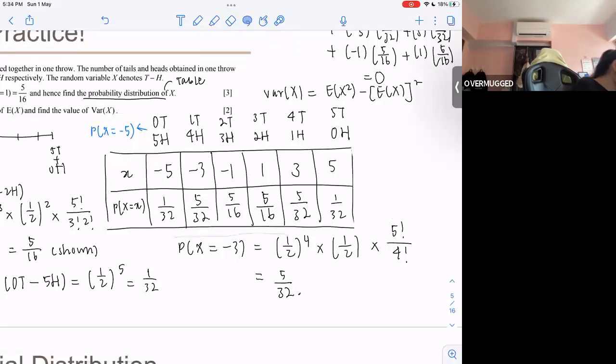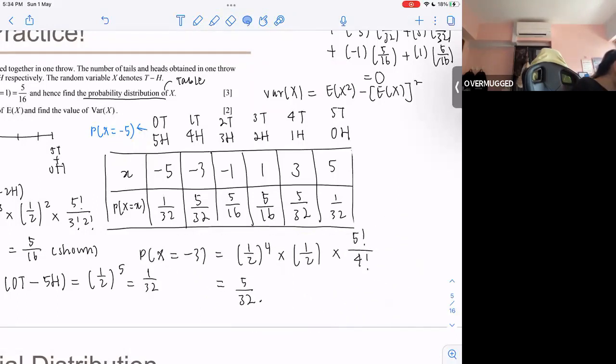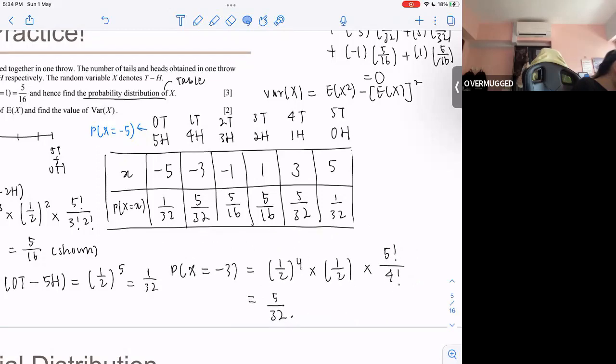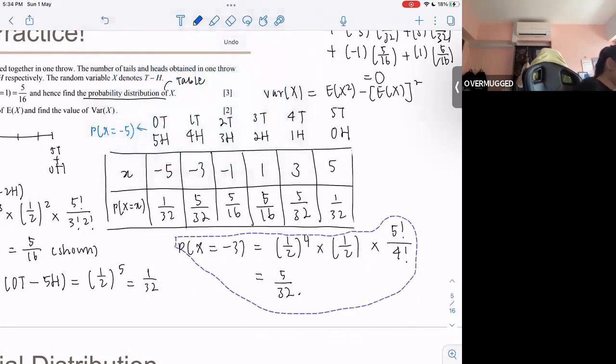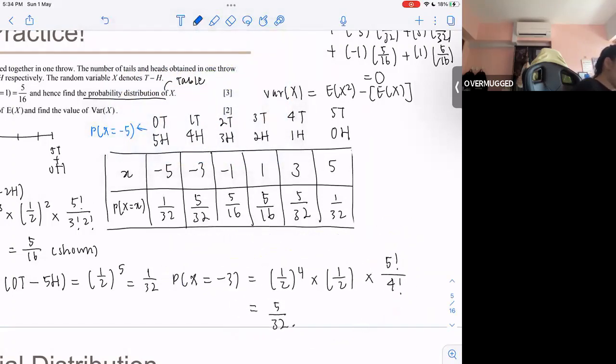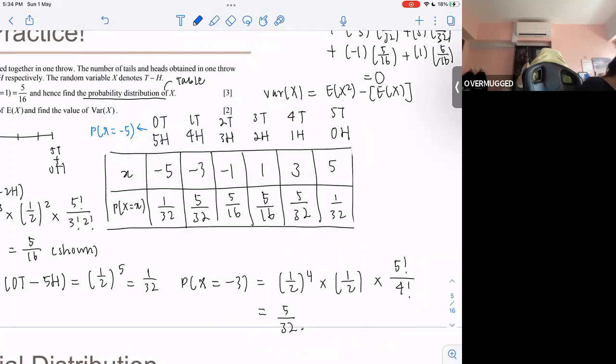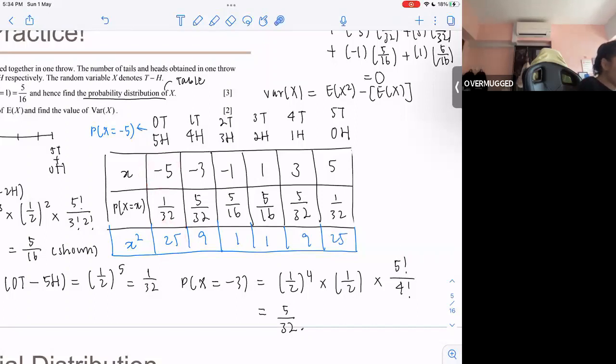I'm going to move this part away to the bottom, and I'm just going to write one more row with the x squared, like that. So what is x squared? It will be 25, 9, 1, 1, 9, and 25. Can you see? -5 squared will be 25, -3 squared will be 9, and so on and so forth.